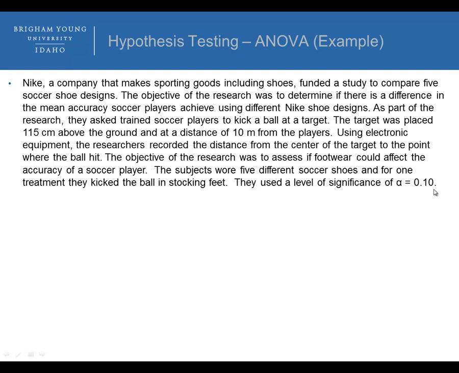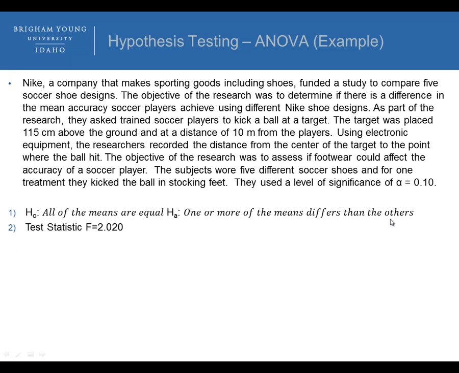The link to it is in the online textbook. You can stop the video and try to see if you can do the 6 steps on your own. Okay, so here are the answers. Step 1 is to state the null and alternative hypotheses. The null is that all the means are equal, and the alternative is that one or more of the means differ from the others.